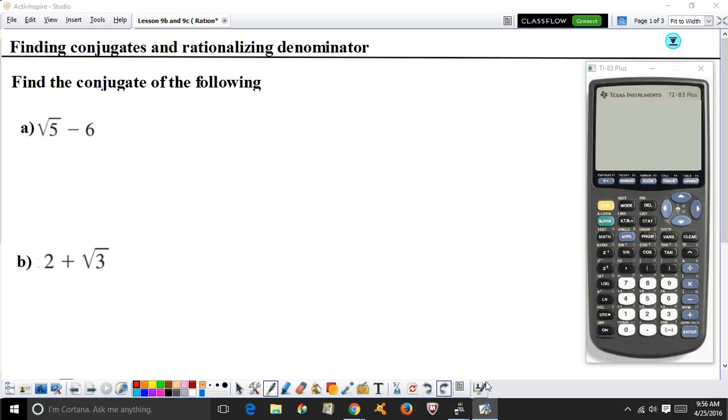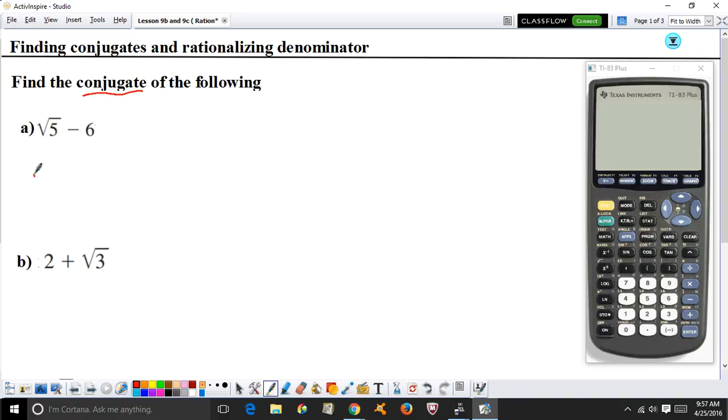We're going to see how we can find conjugates and rationalize denominators. Now, in order for us to rationalize the denominator, we first need to know what the idea of a conjugate is. Let's start by finding conjugates for the following expressions. To find the conjugate, you look at your expression and you just change the sign.